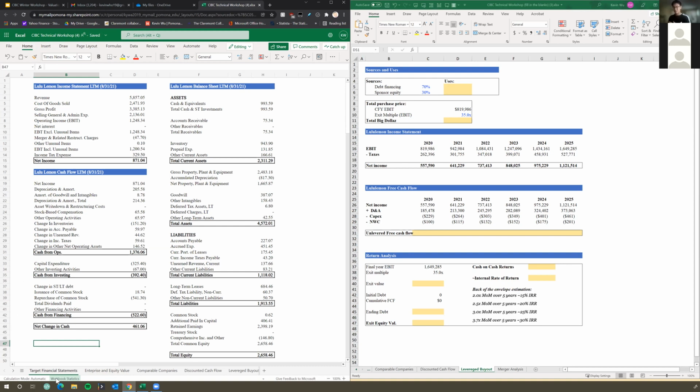So discounted cash flow, my assumptions, I want to value the company. Leverage buyout.